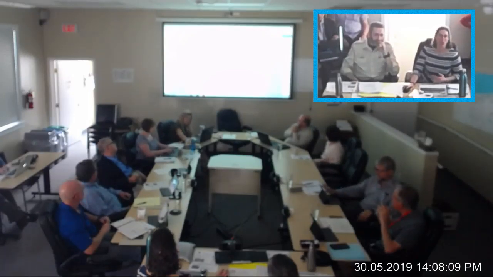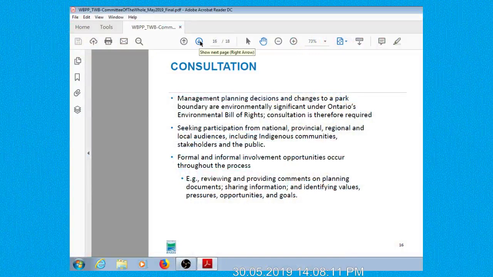Consultation, as I mentioned earlier, the Provincial Parks and Conservation Reserves Act identifies consultation as one of the principles that we must follow. That happens for management planning as well as the park boundary review. Both are considered environmentally significant under the Environmental Bill of Rights. Therefore, we need to do broad consultation with a range of different audiences, including the Indigenous communities that are local and have historical interest in this area, stakeholders and members of the public.